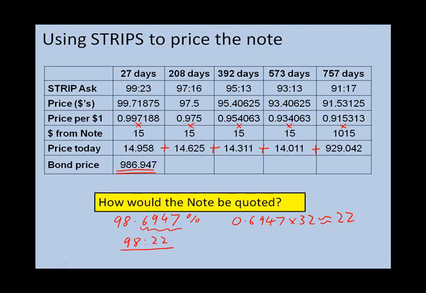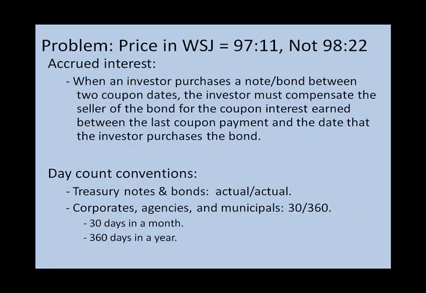We've just priced the Treasury note using strips. But there's a problem. The price in the Wall Street Journal for the note is actually 97:11, not 98:22. And the problem we've run into here is that of accrued interest. When an investor buys a note or a bond between two coupon dates, the investor has to compensate the seller of the bond for the coupon interest earned between the last coupon payment and the date that the new investor purchases the bond. So we have to compensate the person who used to hold the bond when we buy it.